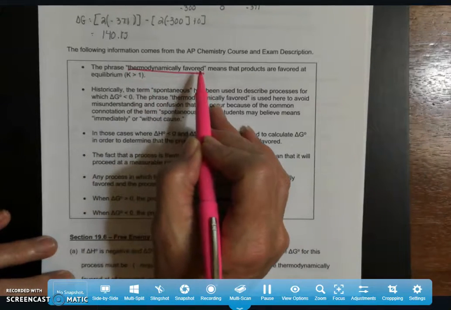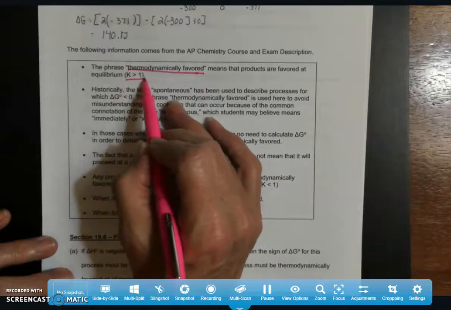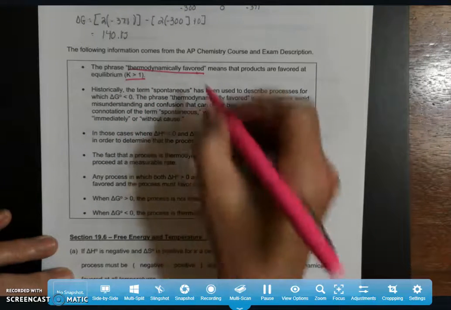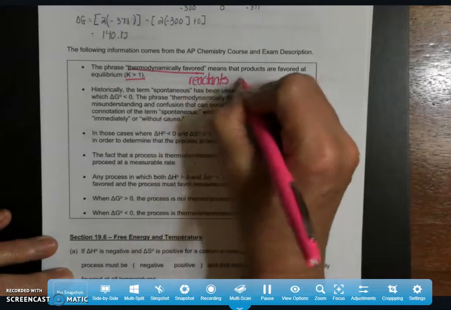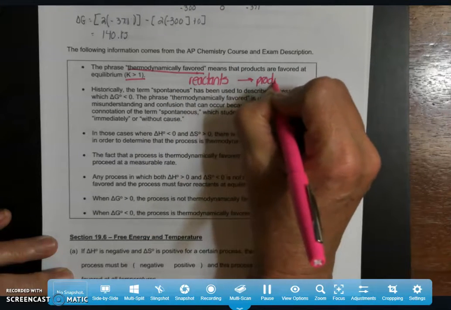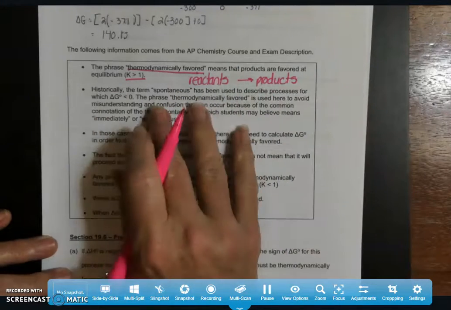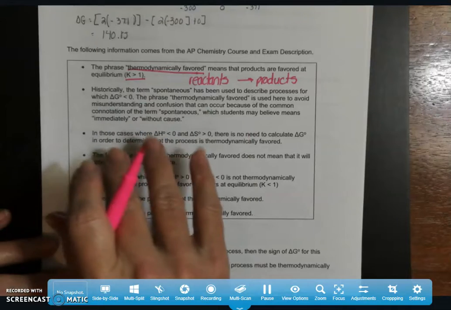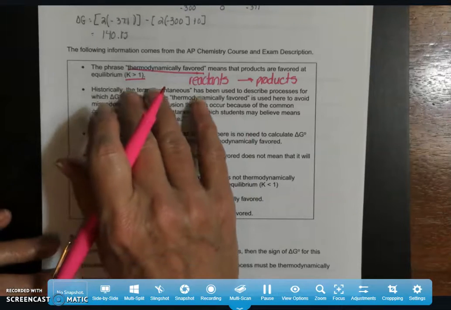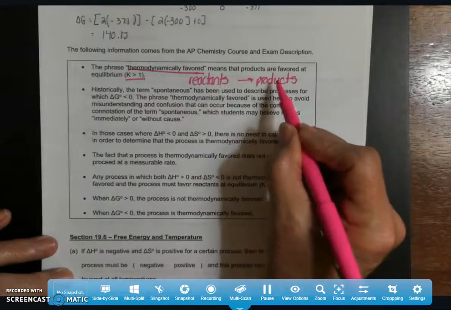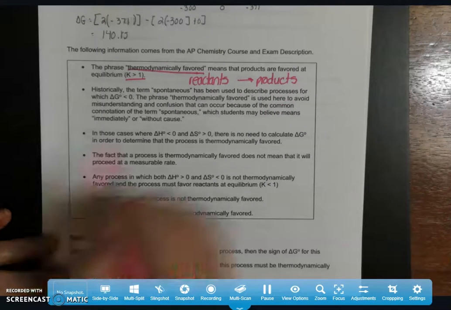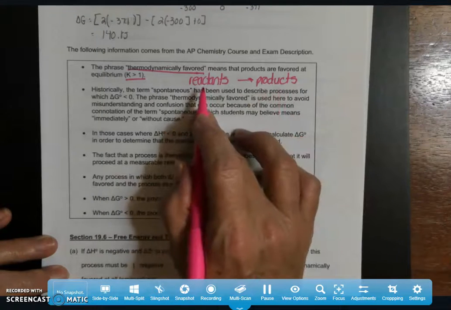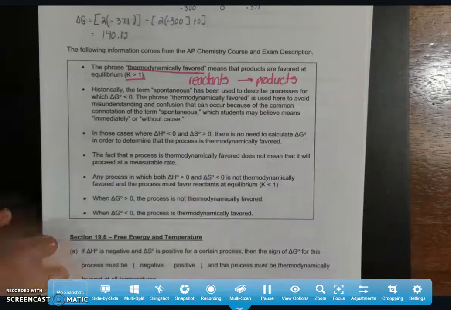We've used this before when we know that K is greater than 1, because remember that if we're going from reactants to products, if I just look at an equilibrium and I'm not thinking about enthalpy, entropy, or Gibbs free energy, if I just look at K and I want to go in this direction, if K is greater than 1, then that reaction will be favored, thermodynamically favored from left to right.